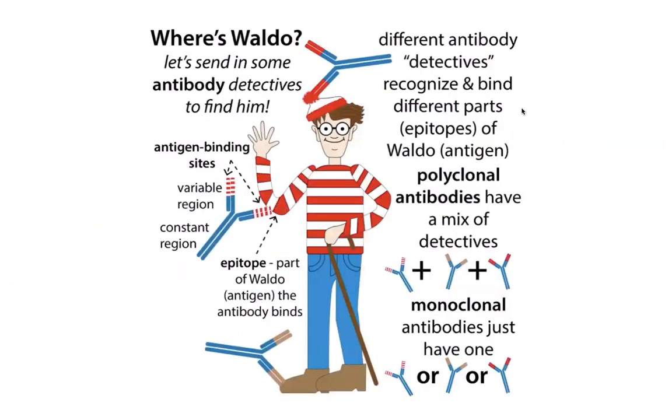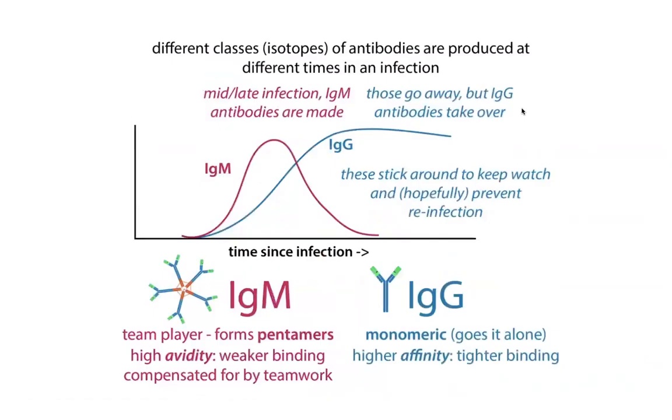And again, when we're doing this, we can basically use antibodies that are polyclonal, so they would be recognizing different sites on Waldo, so different epitopes, or monoclonal, where all the antibody copies in there are all recognizing one epitope, so one site. So in the lab, we're typically using these IgG or immunoglobulin antibodies.